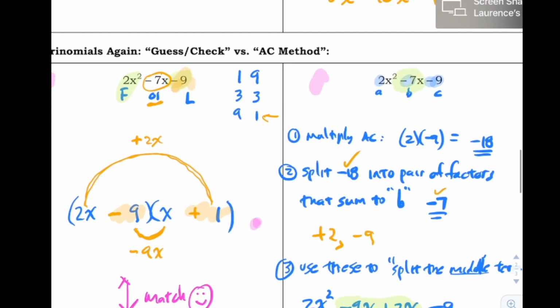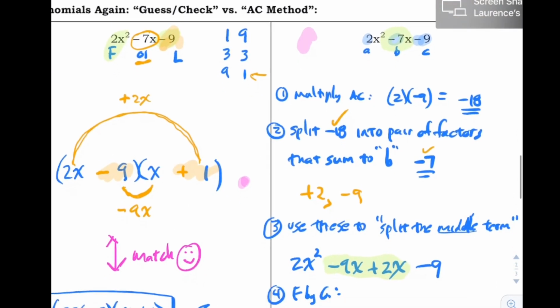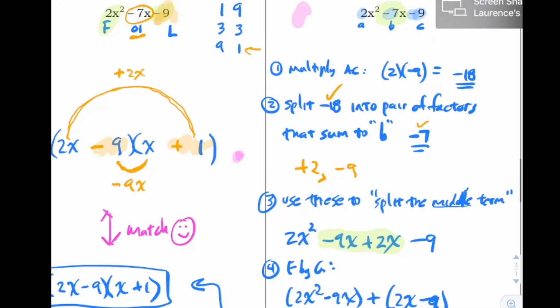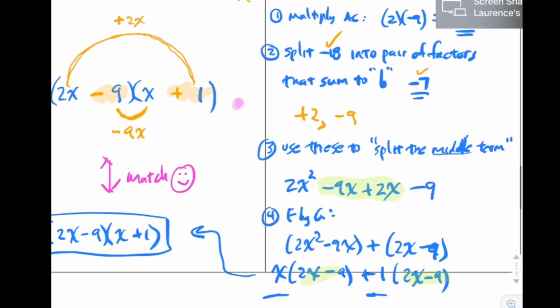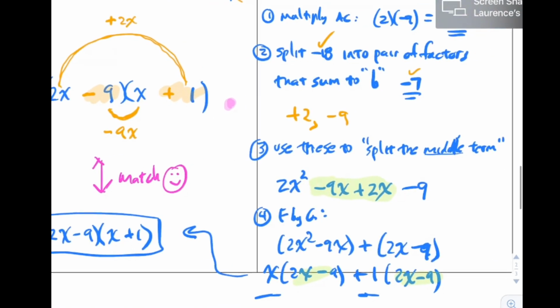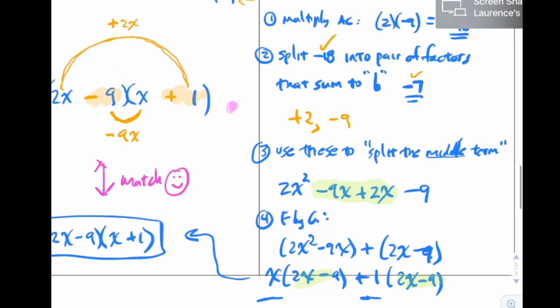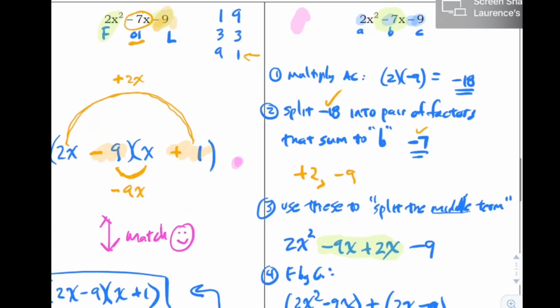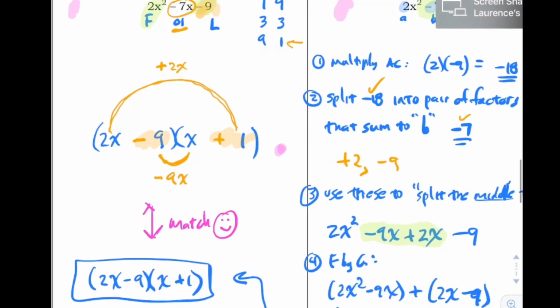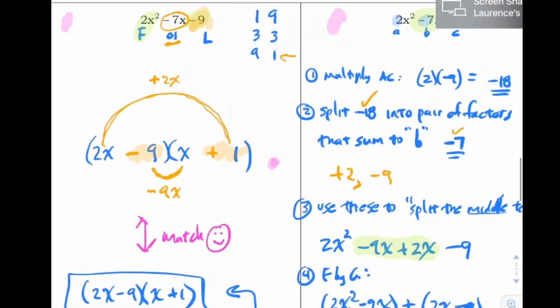So here's the AC method for trinomials. It's based on factoring by grouping. But the other thing too is I always find factoring by grouping is a little harder for people to get. So to me, factoring by grouping comes after trinomials, not before. But whatever, I'm just yapping here, right? So you've got your lesson.